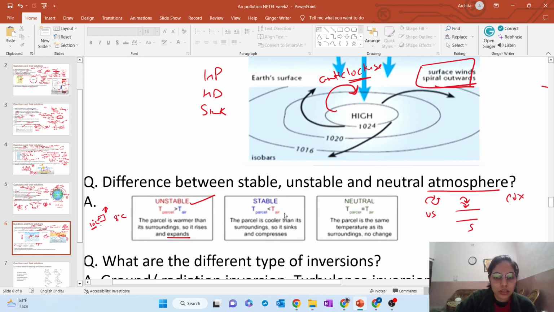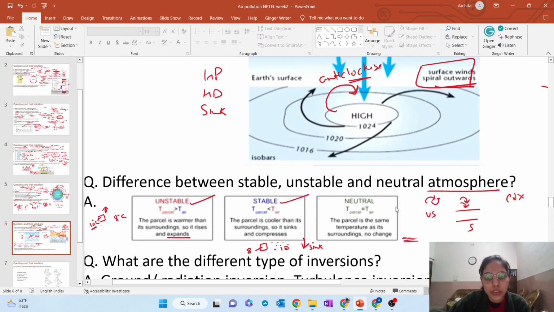Now when the air parcel temperature is less compared to the surrounding temperature, it sinks. The air parcel starts going down, and as it goes down below in the atmosphere, it makes these haze or very concentrated layers in the atmosphere.